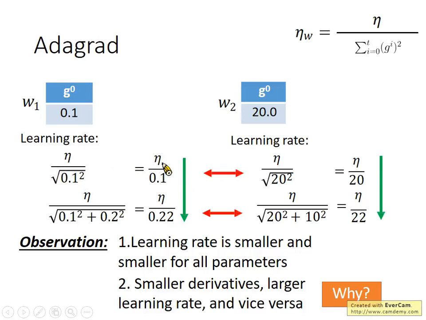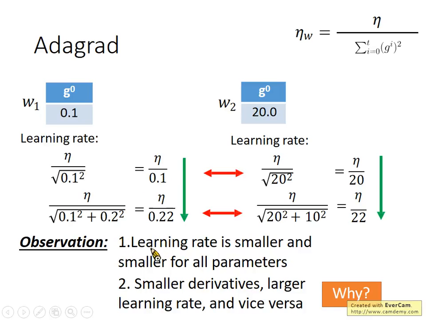So we can see at the first update, the learning rate is this value. And at the second update, assume that after update, we have updated the W1 from 0.1 to 0.2. And then at the second update, we adjust the learning rate like this. For the same case, we update W2 with the learning rate eta divided by 20 and eta divided by 22 at the second state. And from this example, we can see two observations.